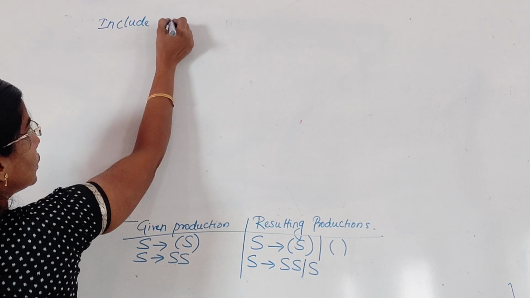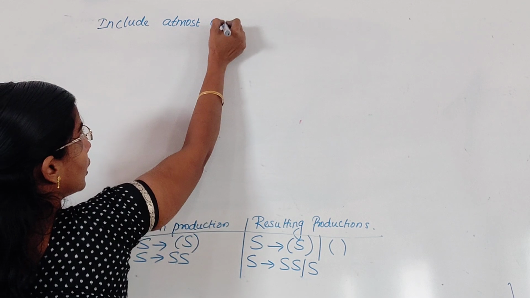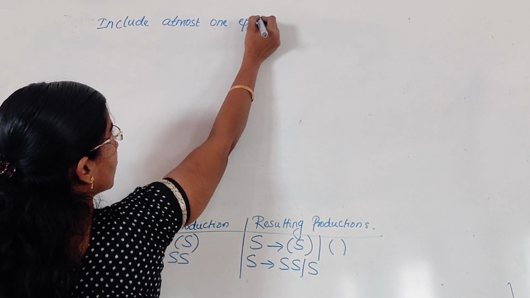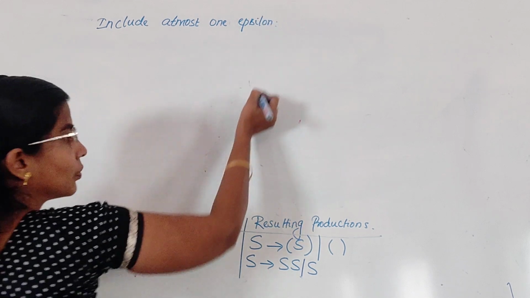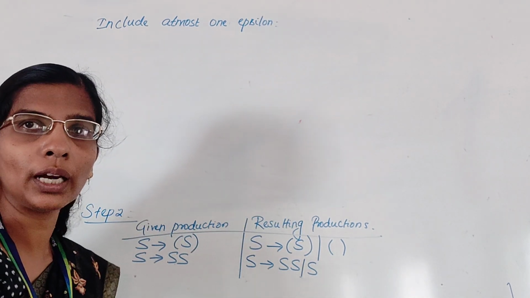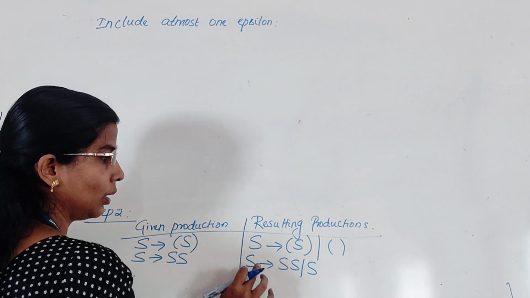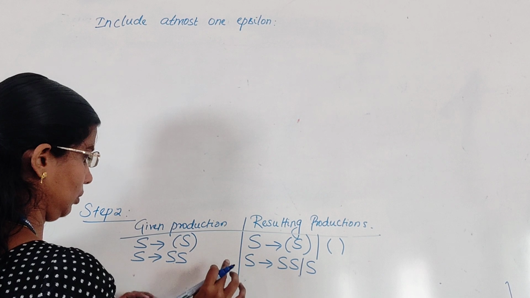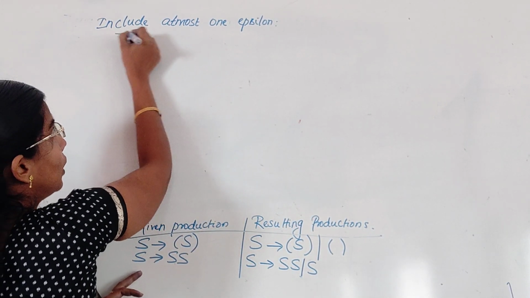Include at most 1 epsilon. Right, so while including at most 1 epsilon, which is your start symbol? S is your start symbol.